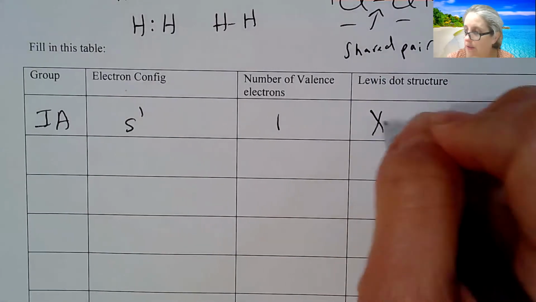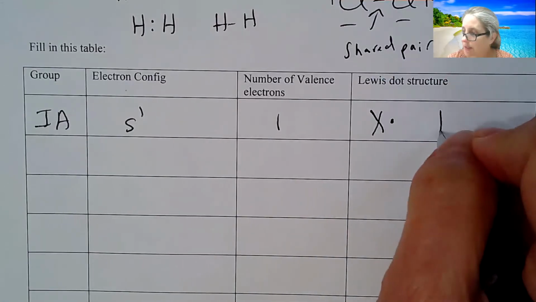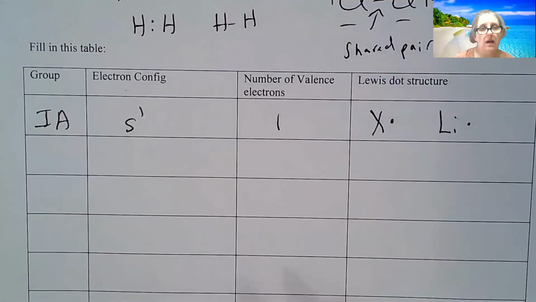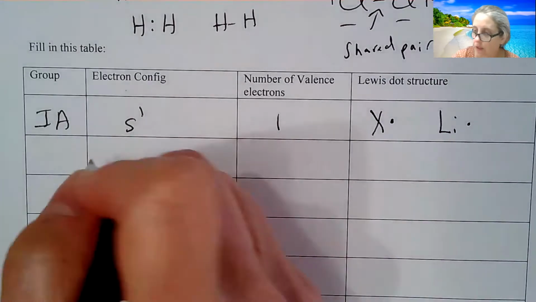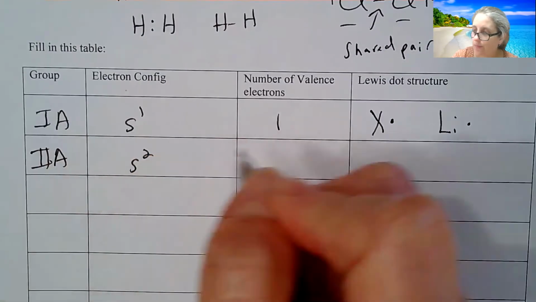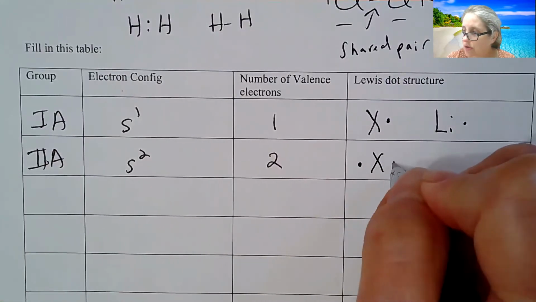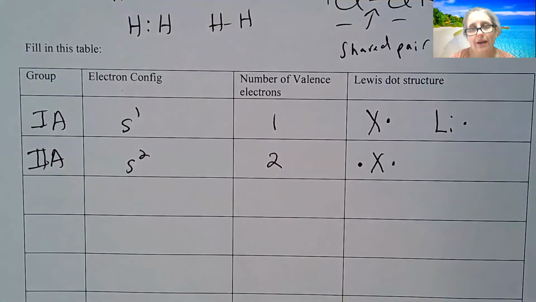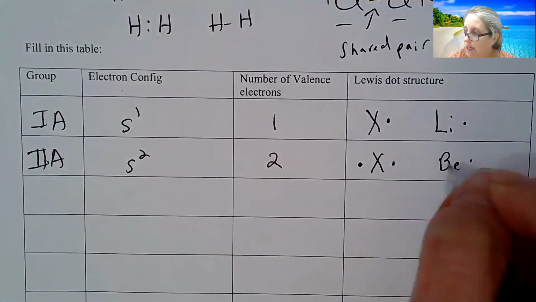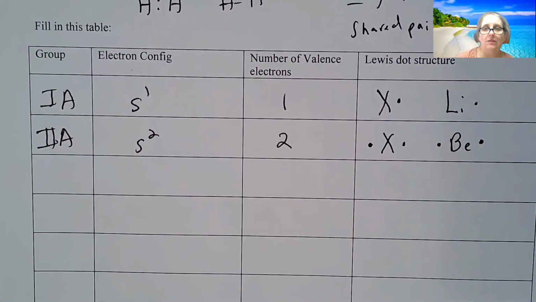So when I do my Lewis dot structure, I draw the element symbol and then a dot. So something like lithium with a dot is its Lewis structure. If I go to the second column, that's 2A. That's an S2. I have 2 valence electrons. Again, when I do the dot structures, I try to put the dots on either side. Think of electron repulsion. They try to be as far away as possible. And here's your example of beryllium. It only can make 2 bonds, one on either side.